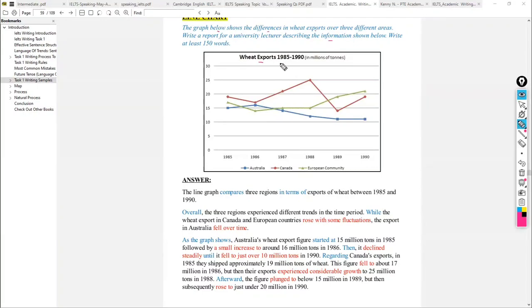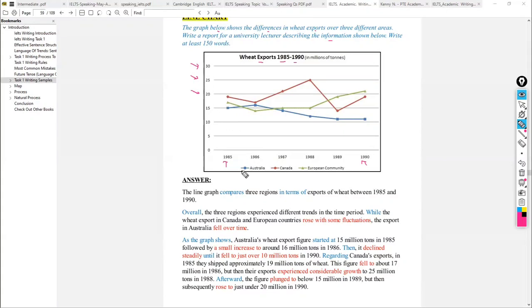Now, wheat exports from 1985 to 1990, in millions of tons. These are the millions of tons that we are talking about. Let me say that here are the millions of tons that we have.